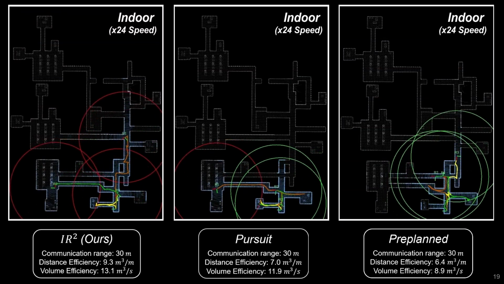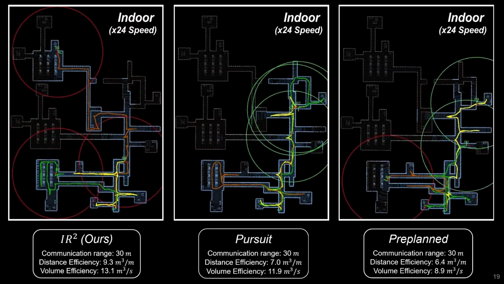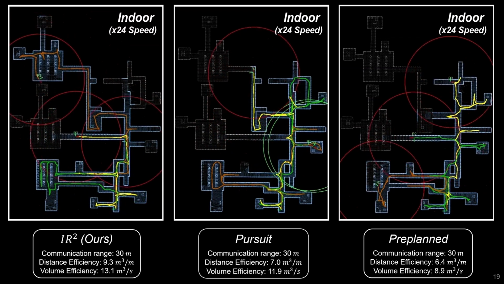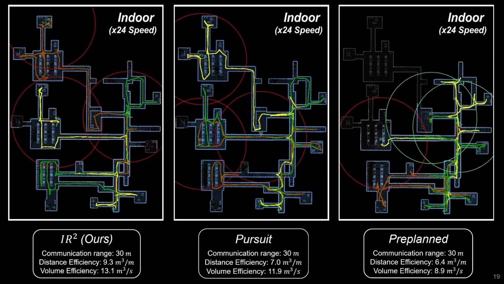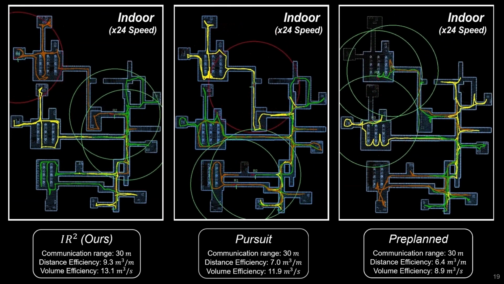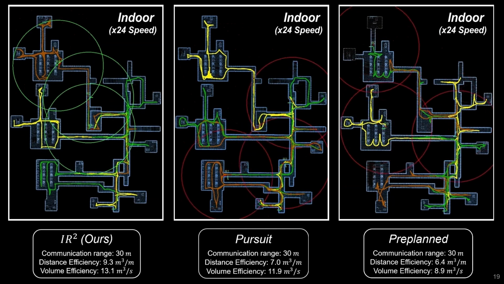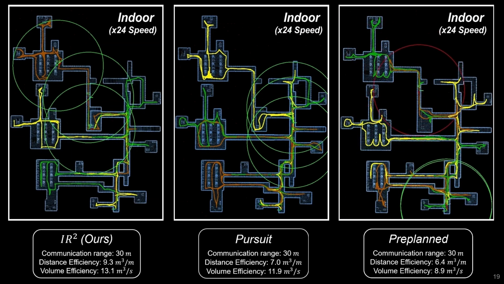Here, you can visually compare the performance of IR² against our baselines in an indoor environment. Once again, the red circle denotes a state of disconnectivity, while the green circle denotes a state of connectivity. We observe that IR² exhibits the least trajectory overlap and backtracking, followed by pursuit, and finally pre-planned. This is reflected by IR²'s distance and volume efficiency compared to the other baselines.